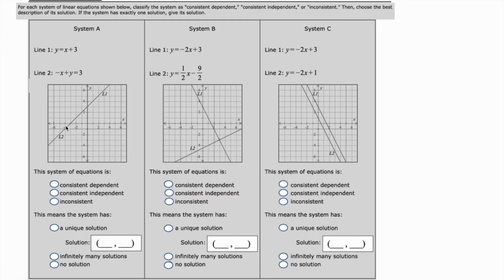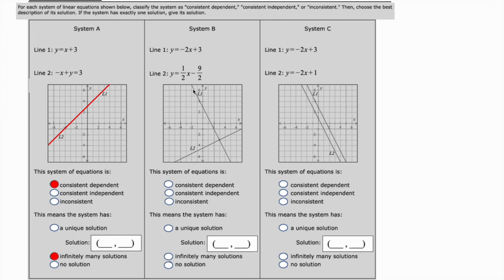They're consistent because they do interact with each other, right? So I know they're consistent, but they're going to be dependent because they are exactly the same line. One lies right on top of the other. I only see one line, right? So they're consistent and dependent, and this means that they have infinitely many solutions. So I'm just going back through that vocabulary and matching.